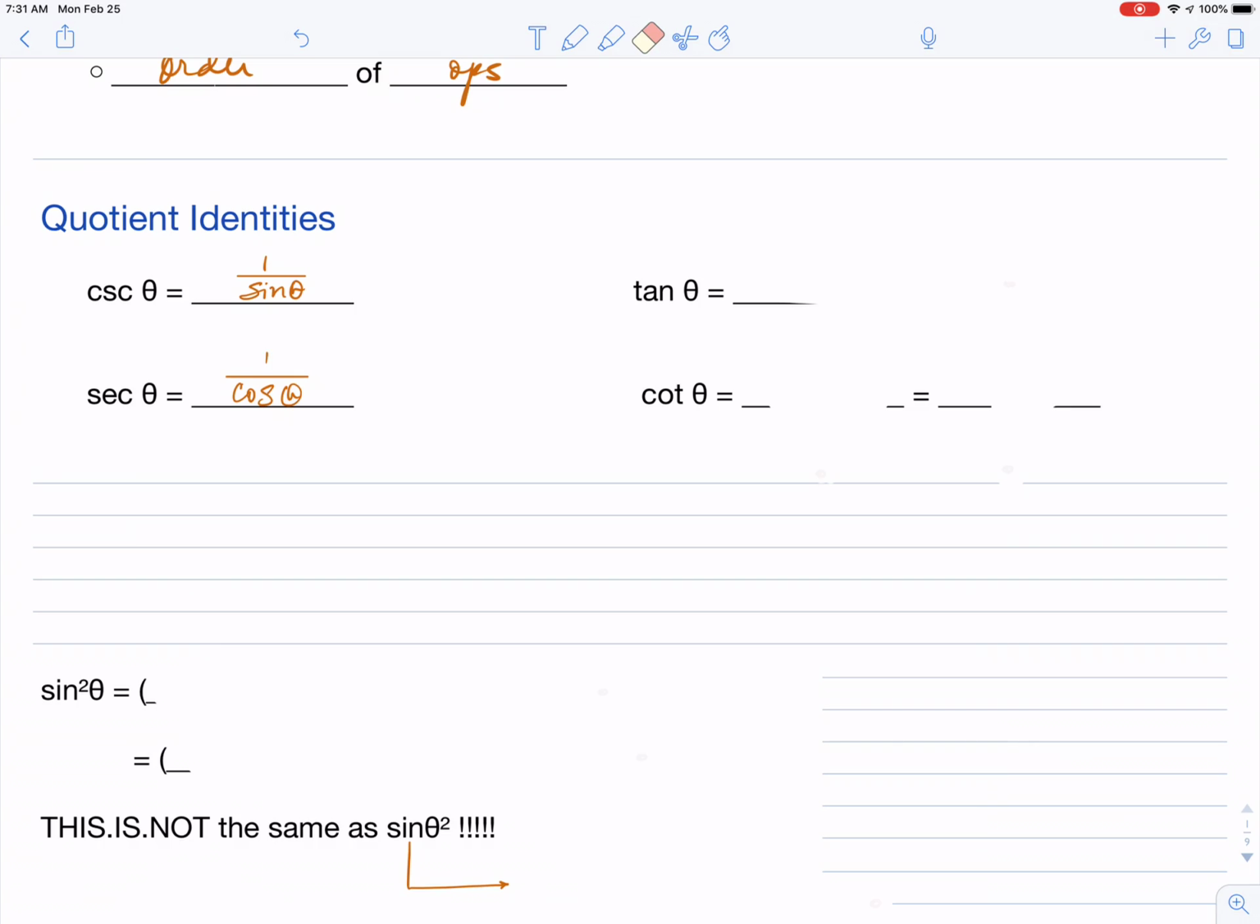Tangent of theta, we've talked about tangent in several different ways, opposite over adjacent, the y value over the x value, but the one that I want to use here is sine of theta divided by cosine of theta. Cotangent is going to be 1 divided by the tangent of theta, but because it's the reciprocal of tangent, we also know it's going to be the cosine of theta over the sine of theta.